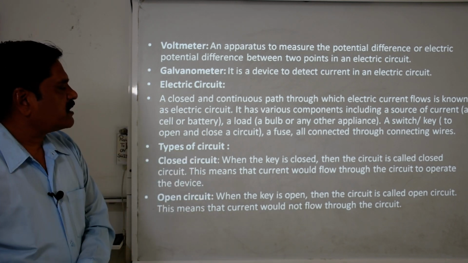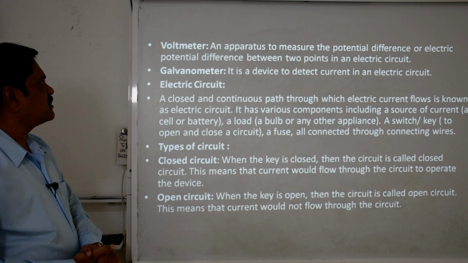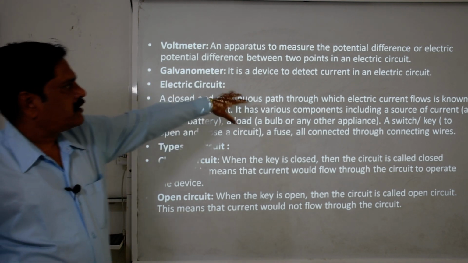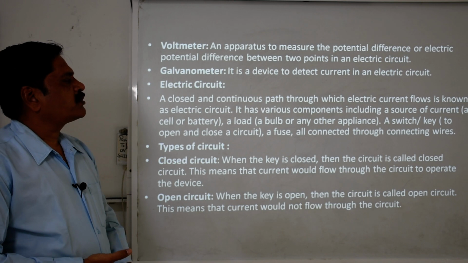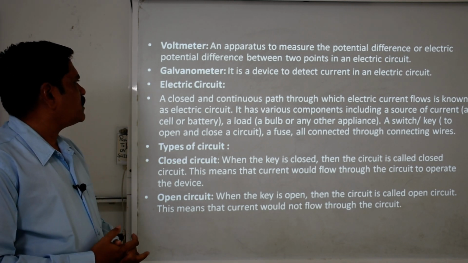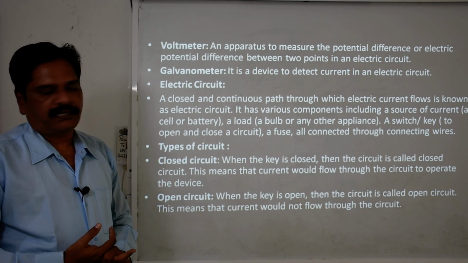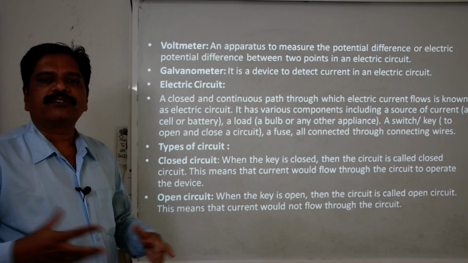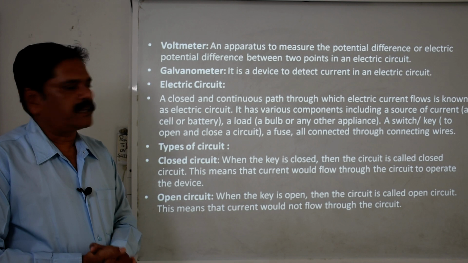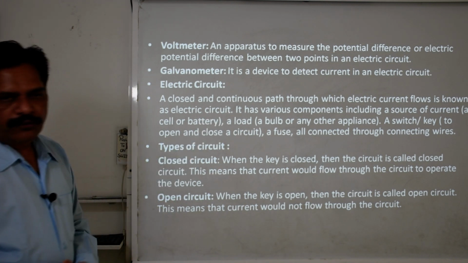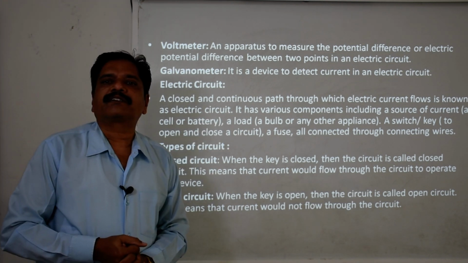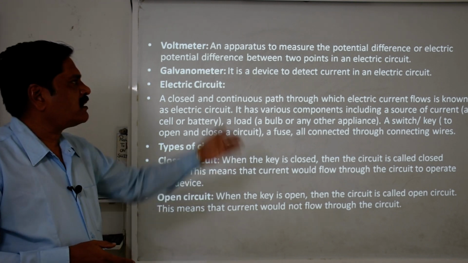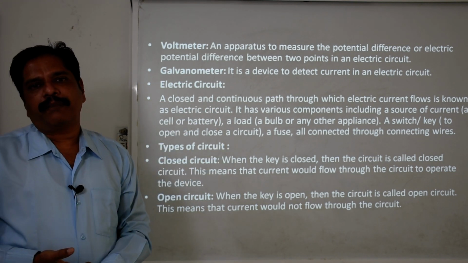Now here we are going to discuss the electric circuit. What is a circuit? A closed and continuous path through which the electric current flows is known as the electric circuit. To complete an electric circuit you need various components. What are these components? First of all, a source of electric current. It is none other than a cell or a battery.